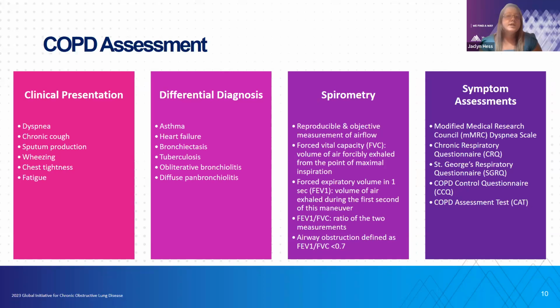With regards to the CRQ and the SGRQ, these are more comprehensive disease-specific health status questionnaires. They're very complex and consist of between 20 to 40 plus questions each, so they're not typically utilized on a regular basis. And then the CCQ and the CAT assessments are shorter, comprehensive options that we typically see being utilized more routinely.